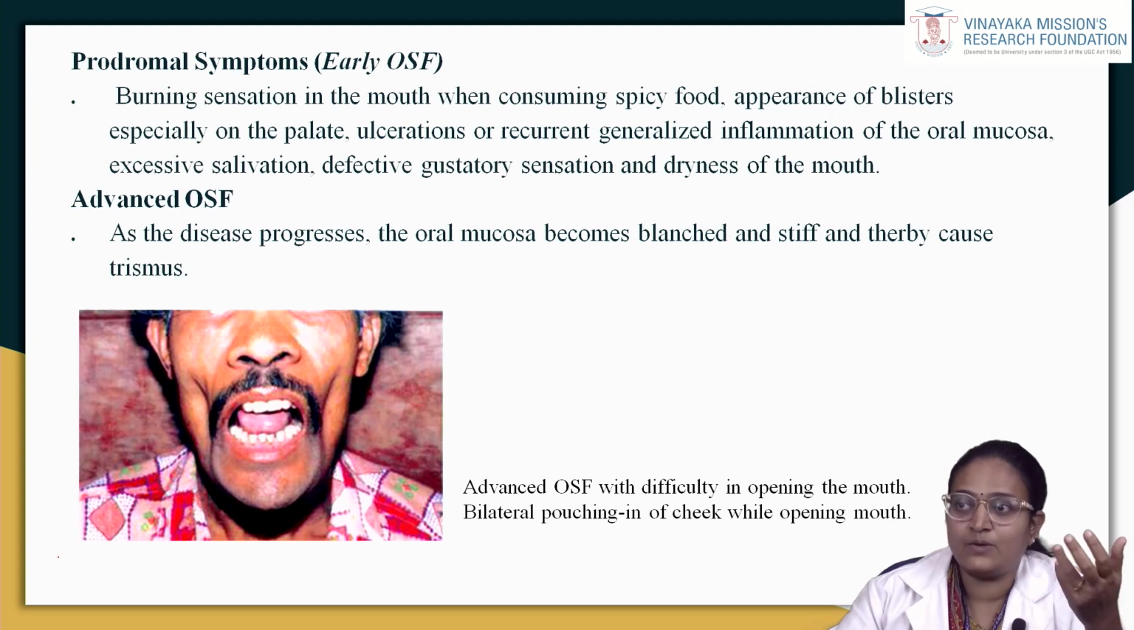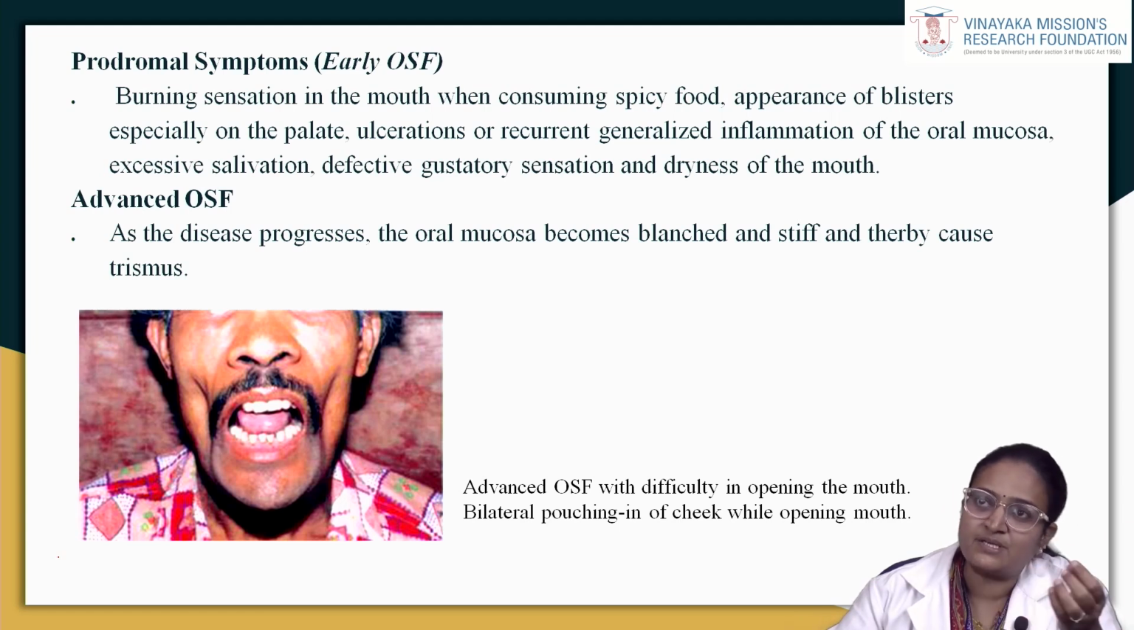Coming to the different types of oral submucous fibrosis, there are two types. One is early oral submucous fibrosis. The early symptoms are a burning sensation in the mouth when consuming spicy food, blisters especially on the palate, ulceration, recurrent generalized inflammation of the oral mucosa, excessive salivation, difficulty in gustatory sensation, and dryness of the mouth. These are the early symptoms of an oral submucous fibrosis patient.